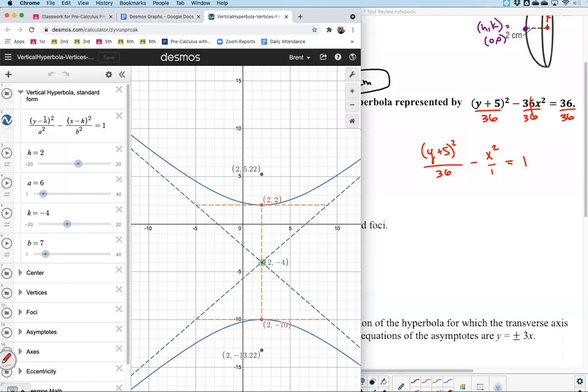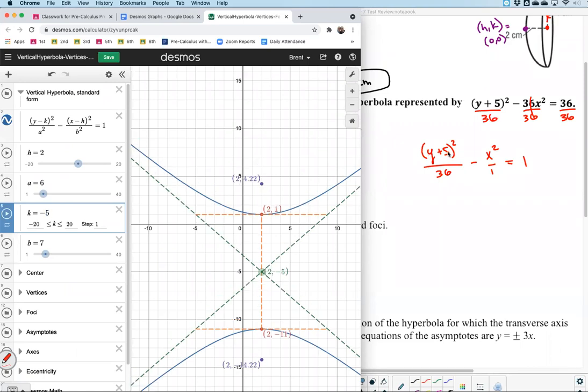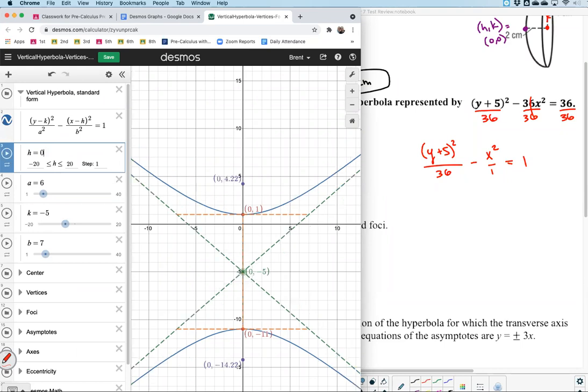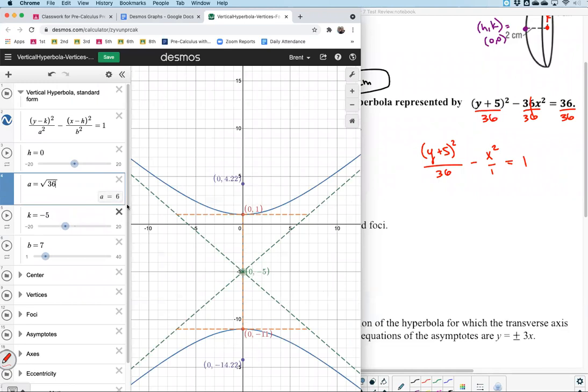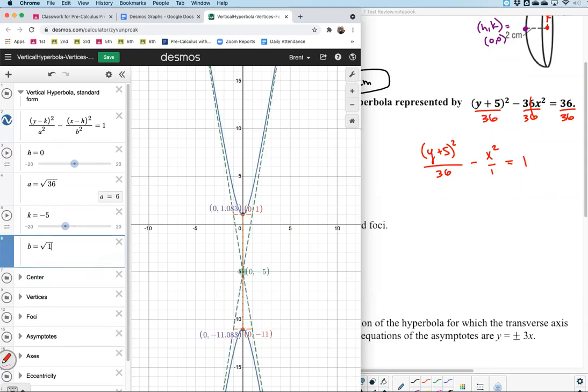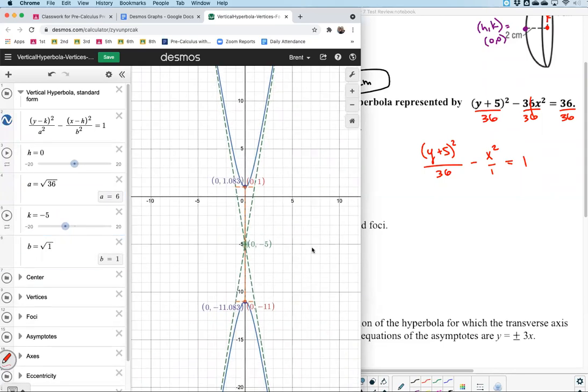And so it's y plus 5. That means my k is a negative 5, because inside lies. X has a 0 with it, so h needs to be a 0. The a value is the square root of 36, which is 6. But if you didn't know that, you can do square root 36 and you get 6. The b value would be the square root of 1, which again is 1. So that's what our shape looks like.